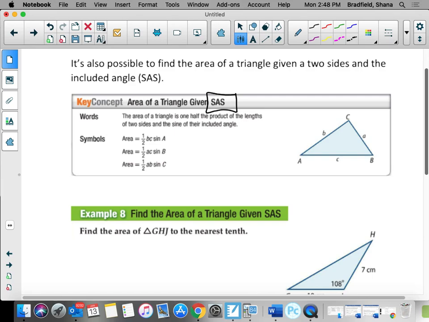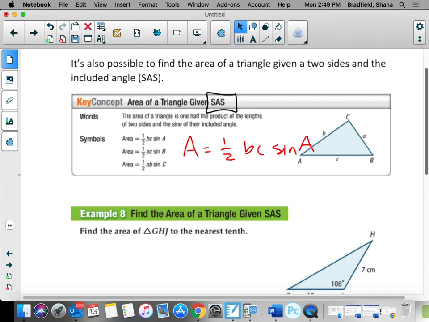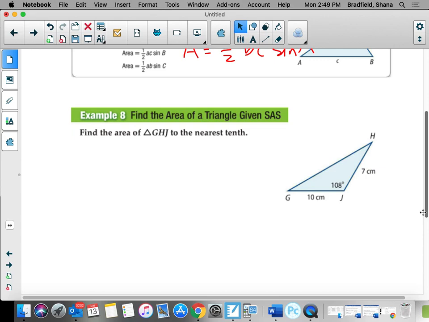So for instance, I have area is 1/2 BC sine of A. If I'm going to use angle A, then I'm going to use the sides that aren't associated with it, so use BC. If I use angle B, then I would use side AC in the equation. And if I am using angle C, then I would use side A and B. So I do have a side angle side here. I just don't have A, B, and C. Again, the situation is similar. We can just interchange those.